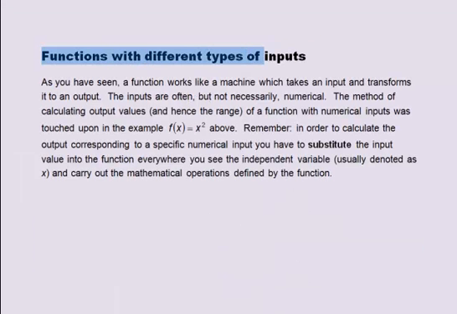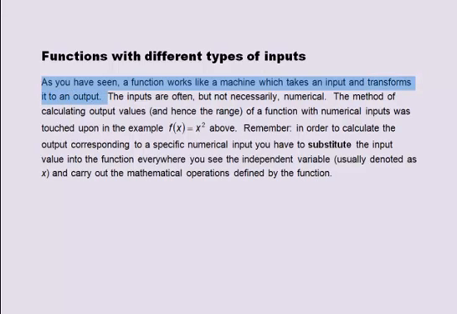Functions with different types of inputs. As you have seen, a function works like a machine which takes an input and transforms it to an output. These inputs are often, but not necessarily, numerical. The method of calculating output values, and hence the range, of a function with numerical inputs was touched upon in the example f of x equals x squared above.